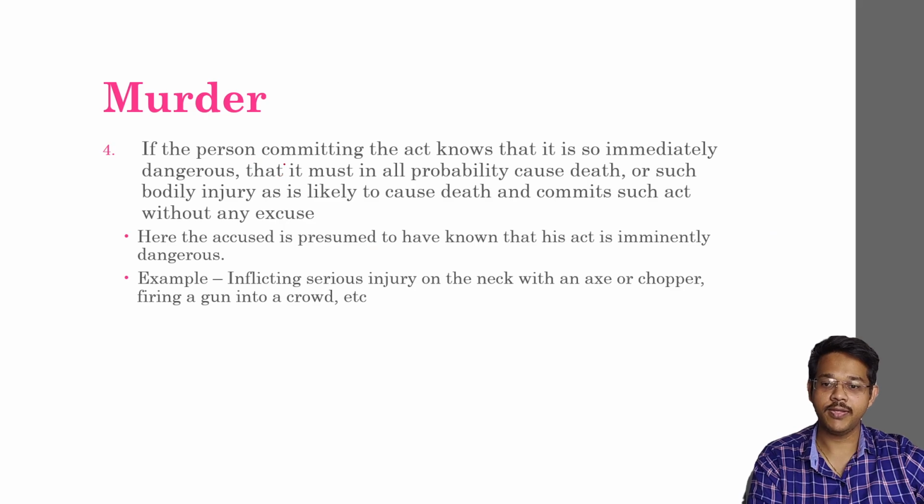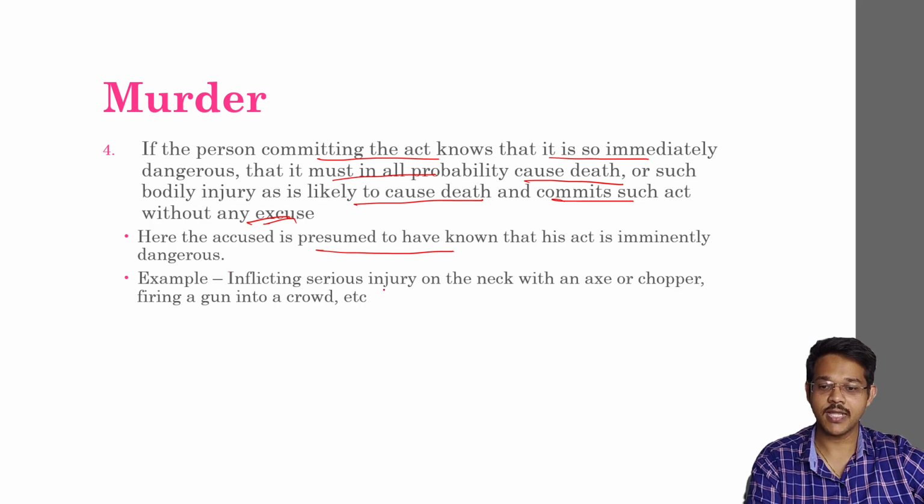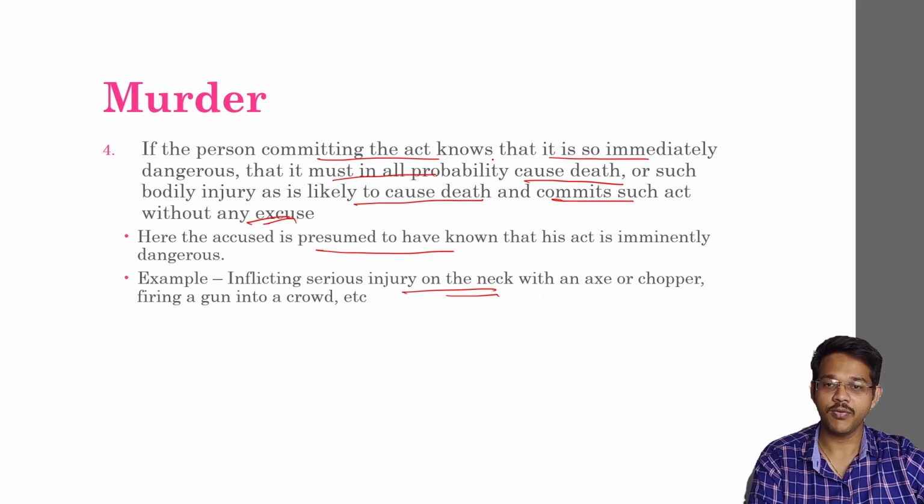Next, the fourth point in murder is if a person committing the act knows that it is so immediately dangerous that it must in all probability cause death, or such bodily injury as is likely to cause death, and commits such act without any excuse. Here, the person knows whatever he is doing is immediately dangerous, that in all probability the person will die, and even then he does the act. It is considered murder. Here the accused is presumed to have known that his act is imminently dangerous, like inflicting severe injuries to the neck with an axe or a chopper, firing a gun in a crowd, or decapitating a person. He knows that it is immediately dangerous and will cause death. Even then he does that, so it is considered murder.